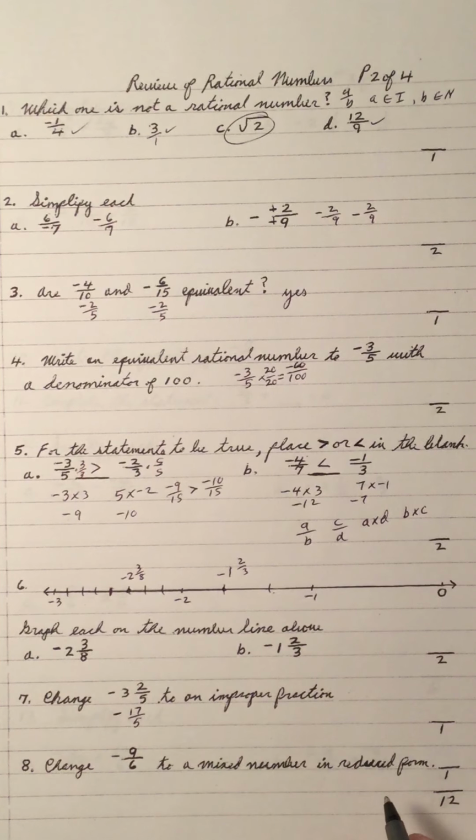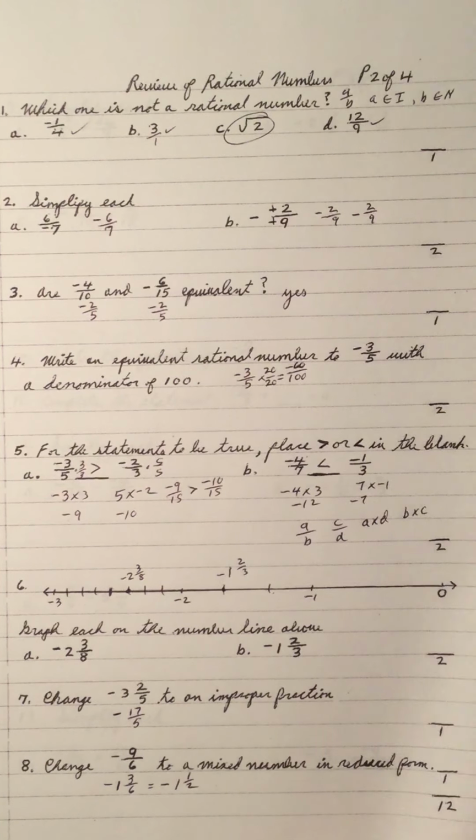Make it negative after. Change to a mixed numeral in reduced form. 6 into 9 goes once, and 3 left over. And it's negative. And it's a negative 1. 3 into 3 goes once, 3 into 6 goes 2. So negative. So, how many did you get right? Put your total down the bottom.